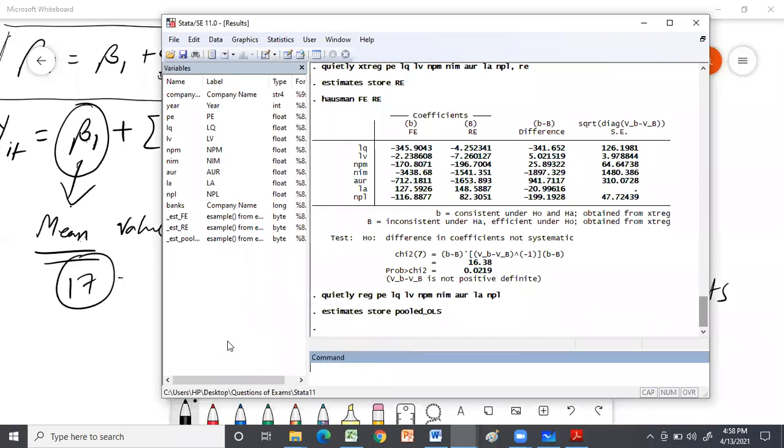Okay, fine. Now again you have to estimate the regression model using the random effect, RE. Okay, quietly xtreg and all other independent variables, comma, leave a space, and then re. So this model has been estimated with which method? Random effect method, right? Yes, sir.